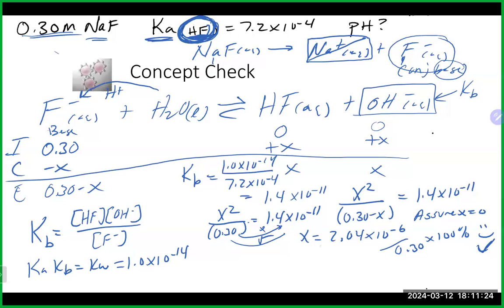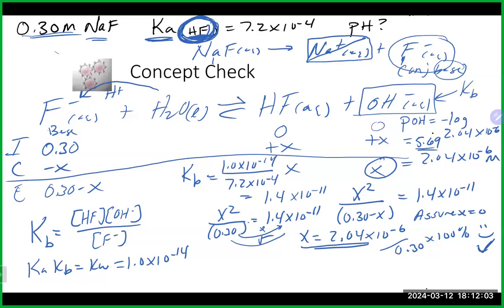So that means that this x value would be our hydroxide concentration. And that means that we could calculate the pOH in this case. The pOH will equal minus the log of 2.04 times 10 to the minus 6. So we'll do minus the log of that, and that is a 5.69.